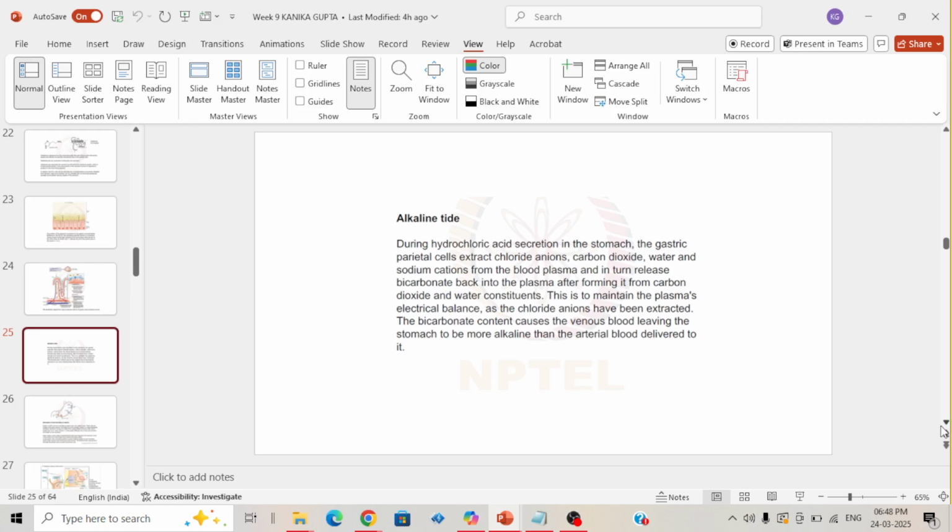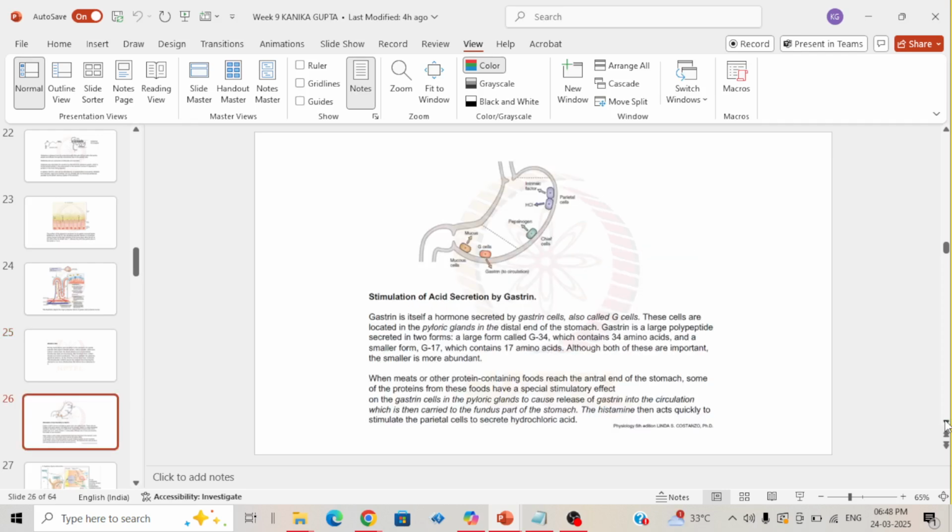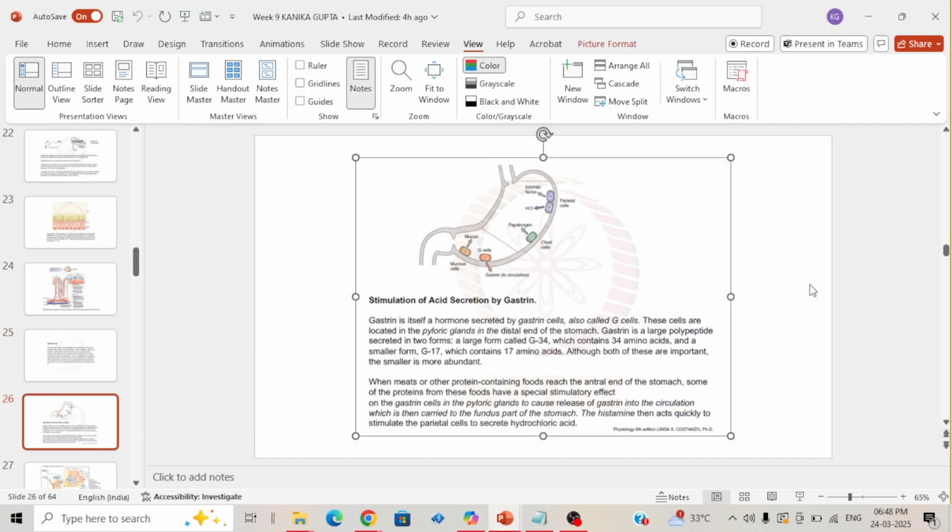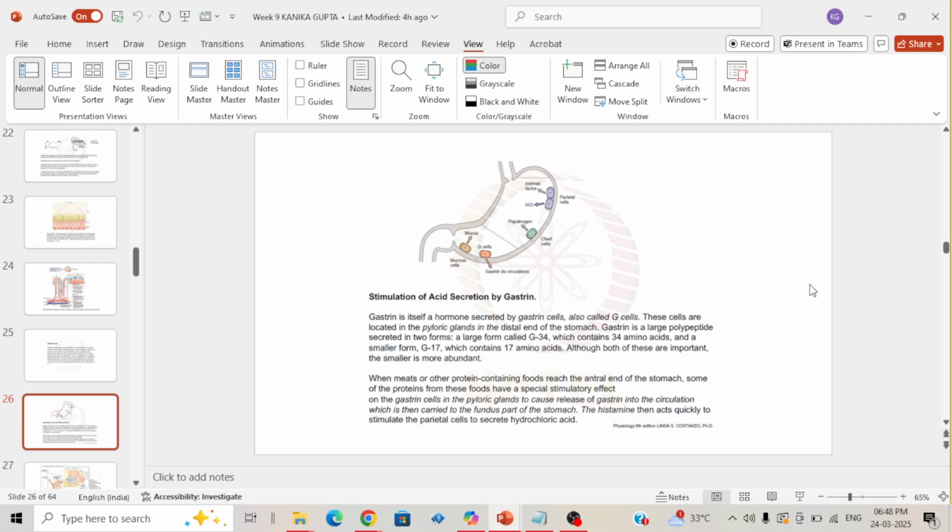So this is what alkaline tide is. Stimulation of acid secretion by gastrin. Gastrin itself is a hormone which is secreted by the G cells. As I told you, these are the G cells. There are G cells in the antral part, the antrum of the stomach, and these G cells actually secrete a hormone named gastrin. These cells are located in the pyloric glands or antral glands in the distal end of the stomach.